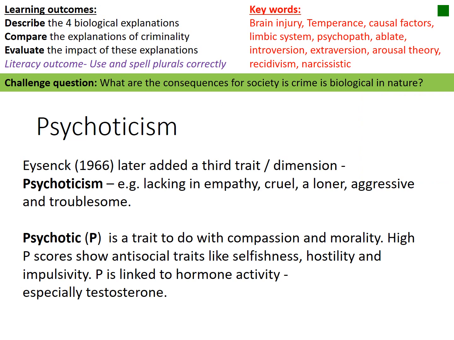Now, later on, Eysenck actually proposed a third psychological trait called psychoticism, which is the idea of lacking in empathy, being very cruel, aggressive, particularly a loner. This is a trait to do with compassion and morality. For example, people who score high on P scores will also tend to be high in antisocial traits like selfishness, hostility, impulsivity. And there seems to be a strong link between people diagnosed with this psychotic scale and their hormone activity, particularly testosterone.